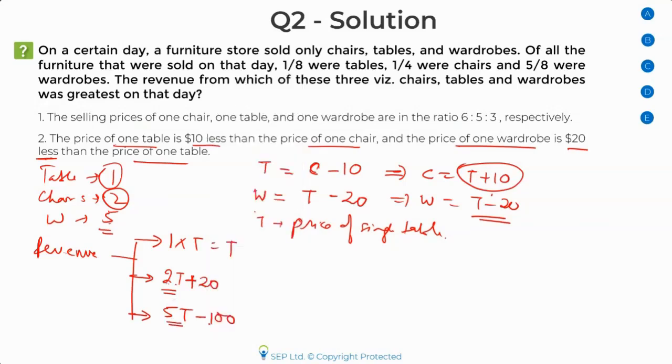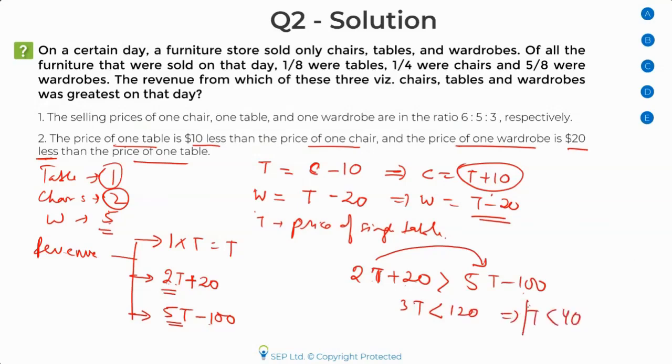And if you have such a confusion, you can try and write it like this. Say, for example, you're thinking chair is greater. Just check it out. Can chair be greater? Can I get a positive value of t if chair is greater? If 2t plus 20 is greater than 5t minus 100, then if I bring this here and bring 100 to the other side, you'll get 3t is less than 120, or t is less than 40. Just look at this very carefully. If you have any doubts, please ask.